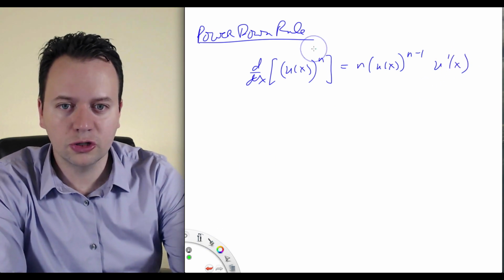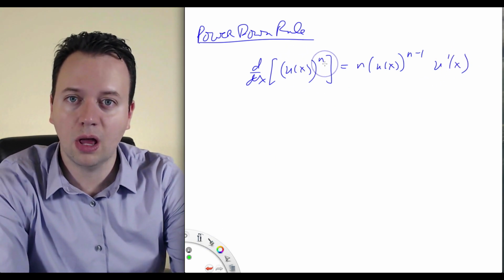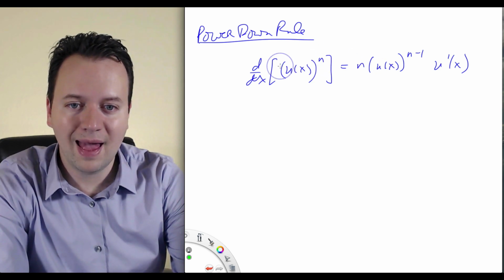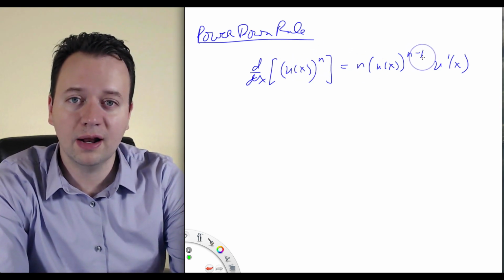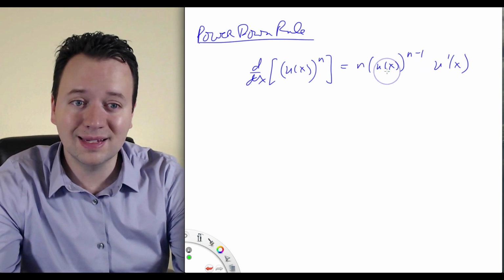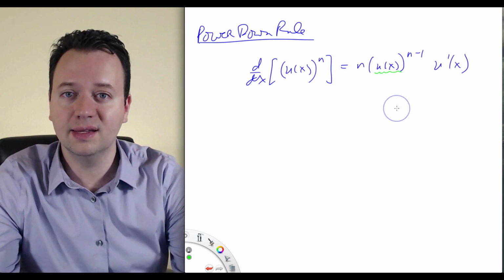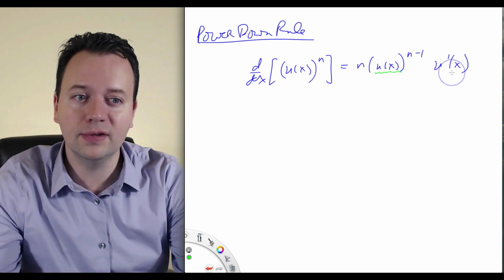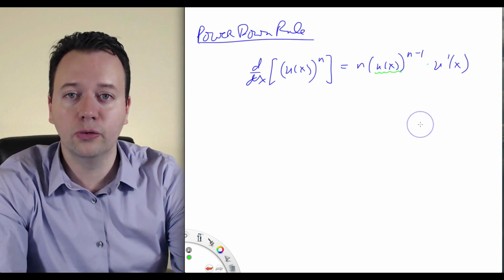So basically you just treat this as an unknown blob to the nth. The n comes down out front to the n minus 1. You do exactly the same thing you would do with the power down rule, except when you're done this time you multiply by the derivative of the inside. So whatever is inside your parentheses, you have to multiply the whole thing by the derivative of that.